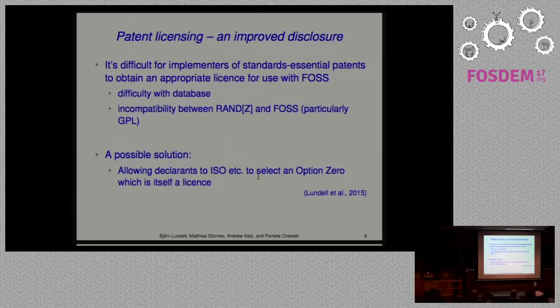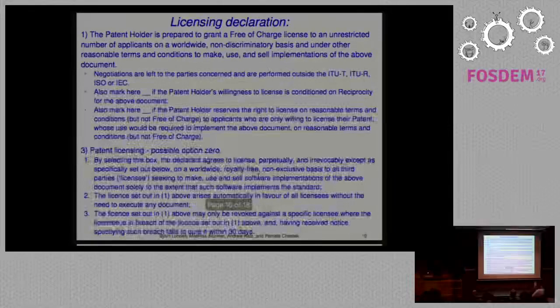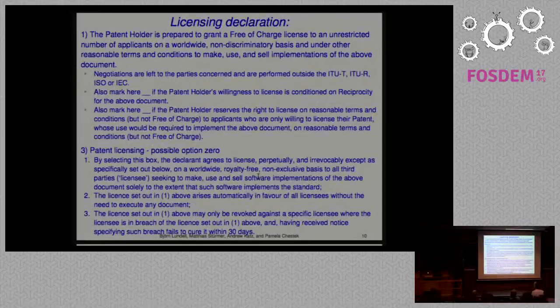So one of the suggestions that we're proposing, and something that also requires further research, is that in addition to being able to specify particular options on the declaration database, it's possible for the declarant to actually declare an actual license on the database itself, which is what we're calling option 0. So the first part of this slide is the actual declaration as it exists at the moment.